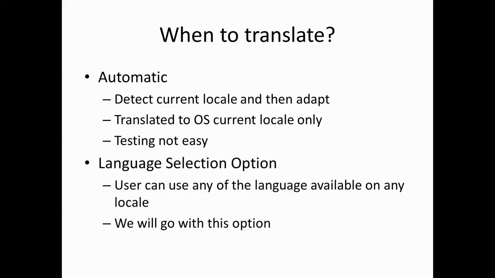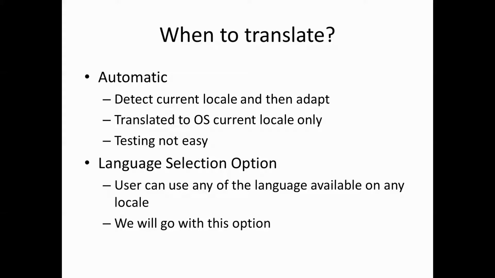The other way is that we give the user an option: our software supports a number of different languages, which one do you prefer to see? So in that case we can show a combo box or some control. The user can go to that control and select the desired language that he or she wants to operate the software in. That's another option.